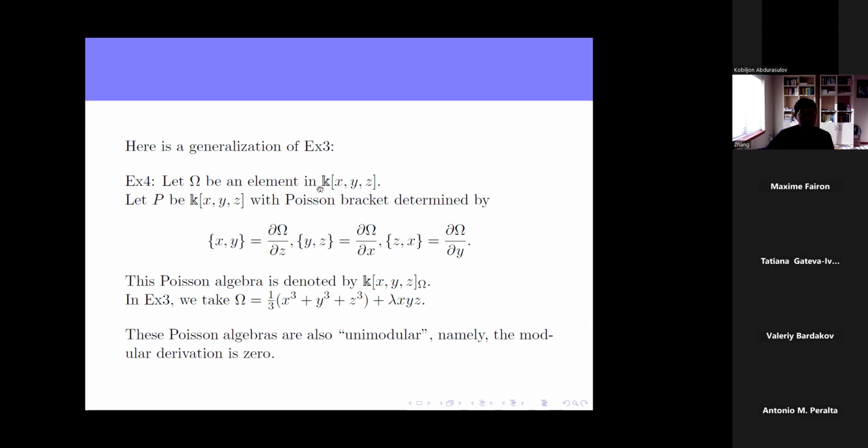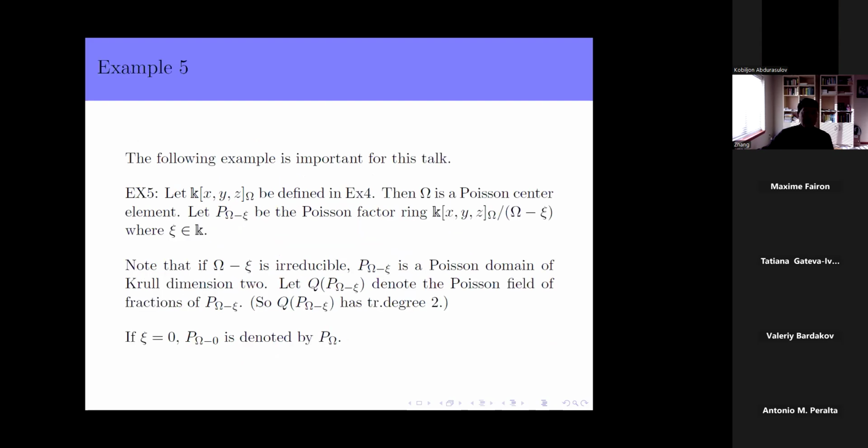And if the Poisson algebra is defined by this omega, then this will be a unimodular Poisson algebra. And if omega is homogeneous, then this Poisson algebra is also homogeneous. Starting from this omega, sometimes we call omega the potential of the algebra. Then omega will be in the Poisson center, which means that the bracket of omega with any other element will be 0. Since omega is in the Poisson center, we can mod out the ideal generated by omega minus any scalar psi.